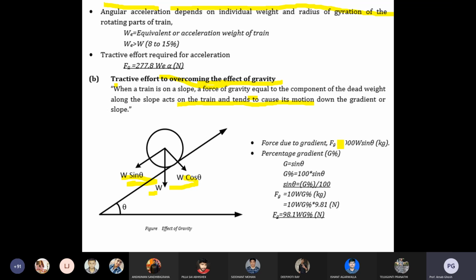So the force due to gradient, Fg, equals 1000 W sine theta in kg, and the percentage of gradient is given as G%. Okay, so you know that G equals sine theta, G% equals 100 into sine theta, and directly you can make it as per your appropriate quantity and give it for that one.